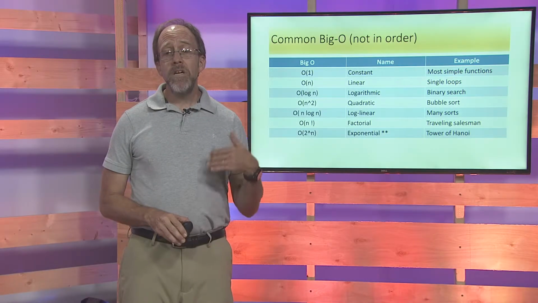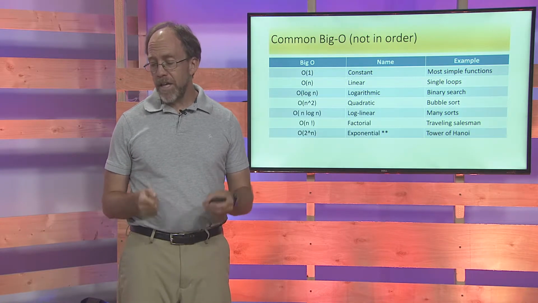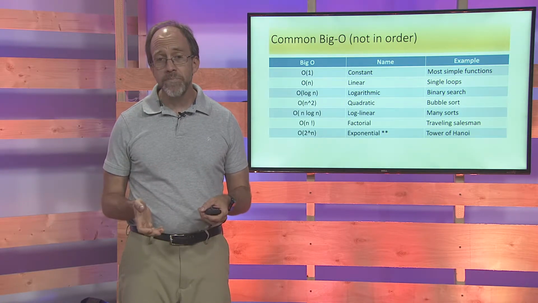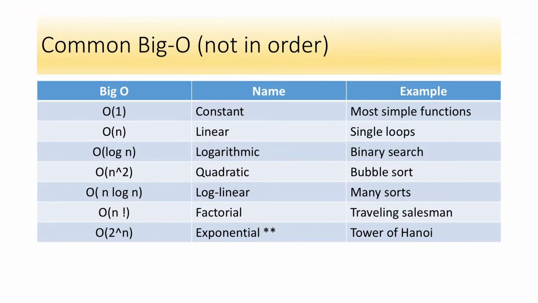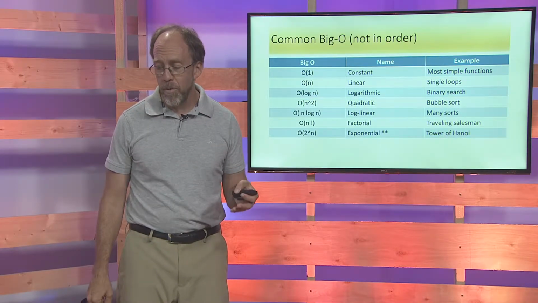Some common big O's: constant, linear, logarithmic, quadratic, log linear, factorial, and exponential. And some examples of things that actually have those common big O's. I did not, unfortunately, put them in order. See, n log n, well, it's close. I mean, log n goes before O of n. O of 1 is just, however many you got, and n isn't even a value that's important there.